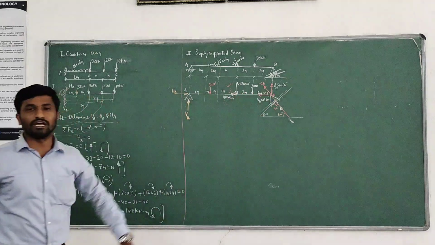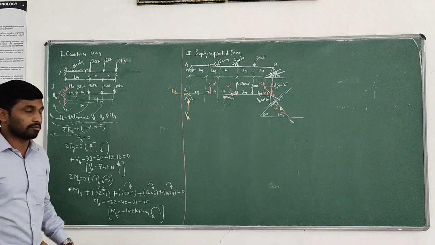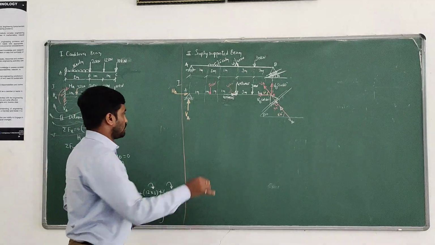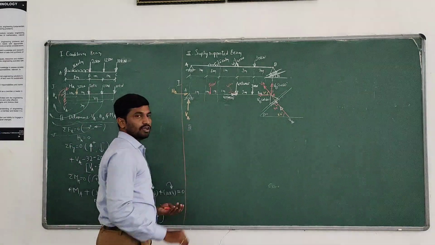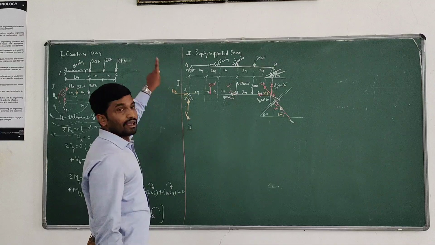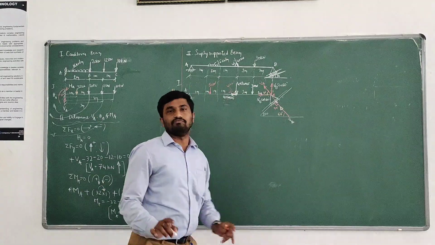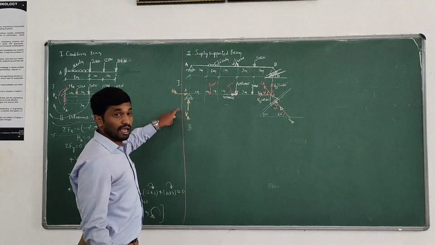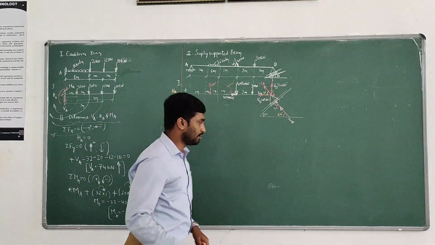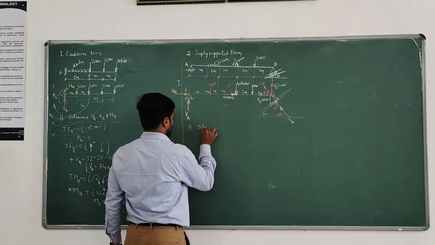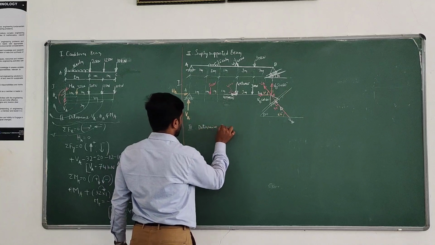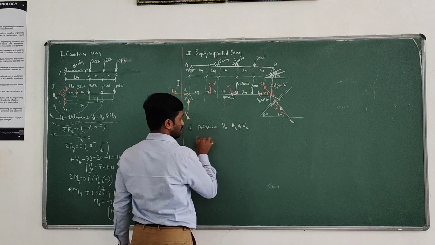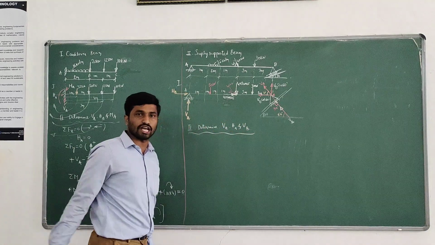This is the free body diagram. Now, this is the first step: write the free body diagram. In the second step, determine VA, HA and VB. That is the ultimate aim of the problem. Determine VA, HA and VB.